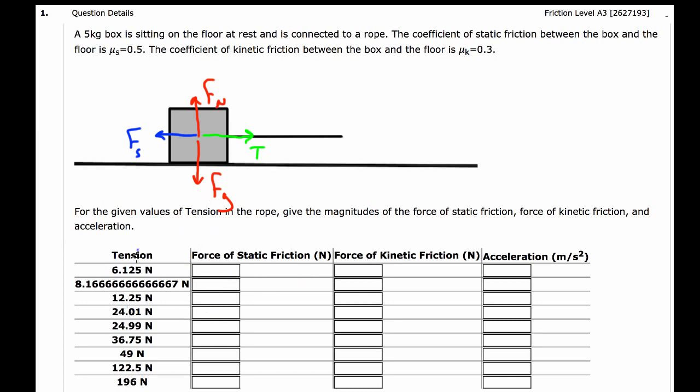Basically, what we need to figure out is what is the maximum possible static frictional force, right? If we knew this number, let's say it was like 15, then if we pull with 12.25, the force of static friction would be 12.25. But once we pull more than that, this box will budge and we'll have no more static friction. We'll just have kinetic friction. So how do we figure out this number right here?